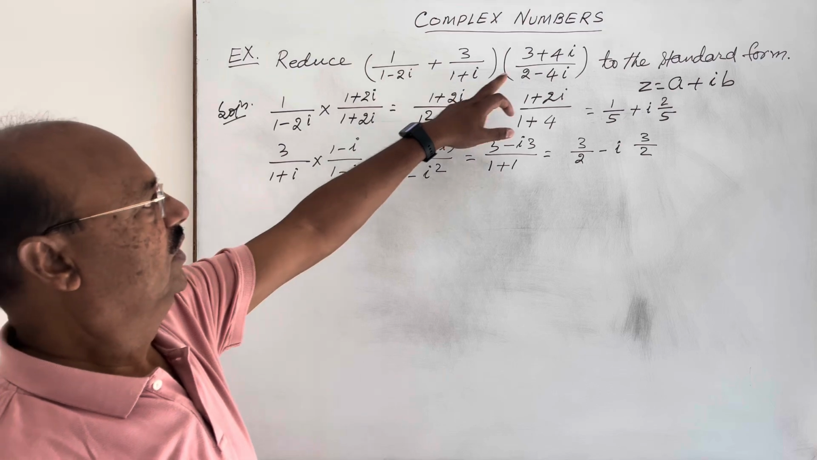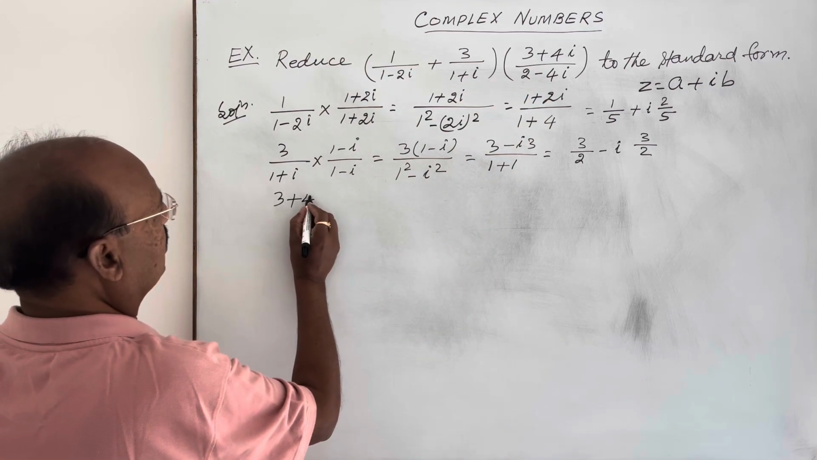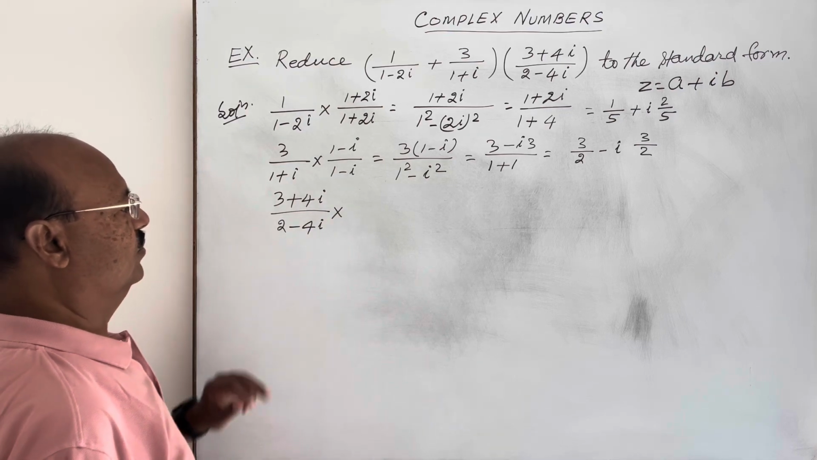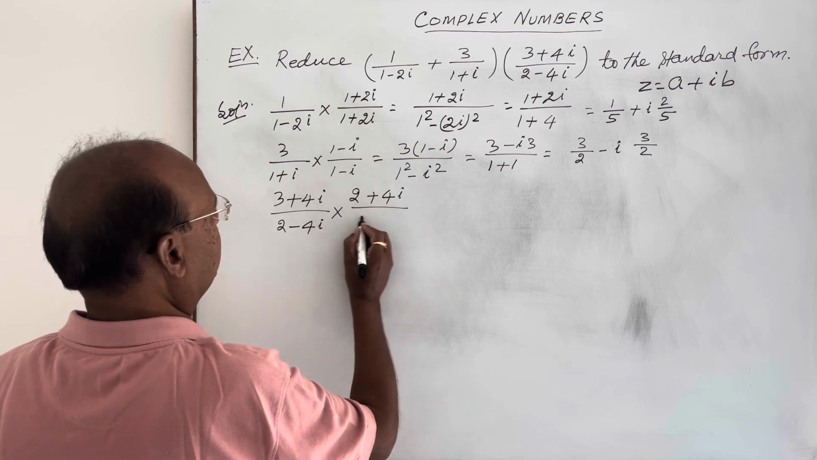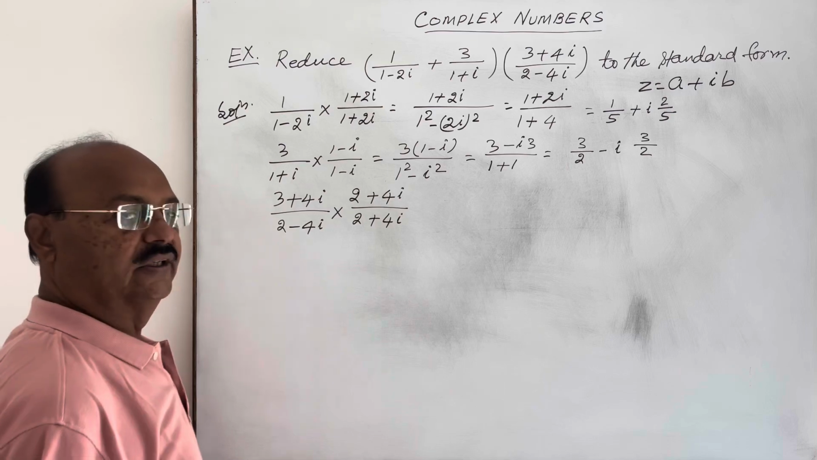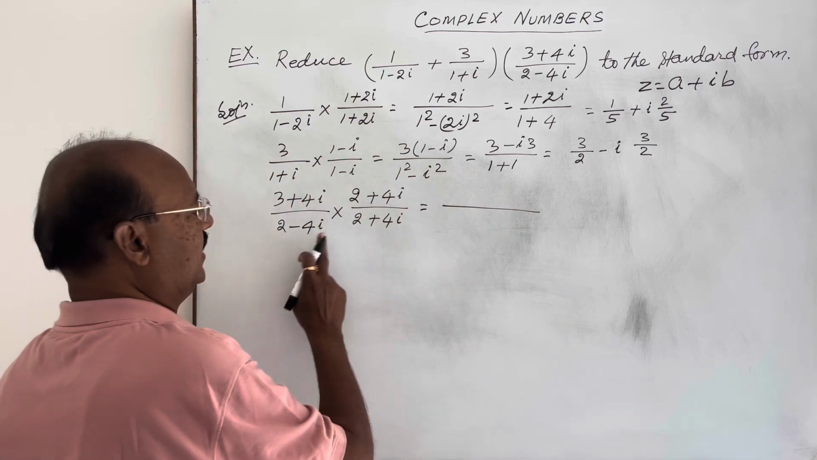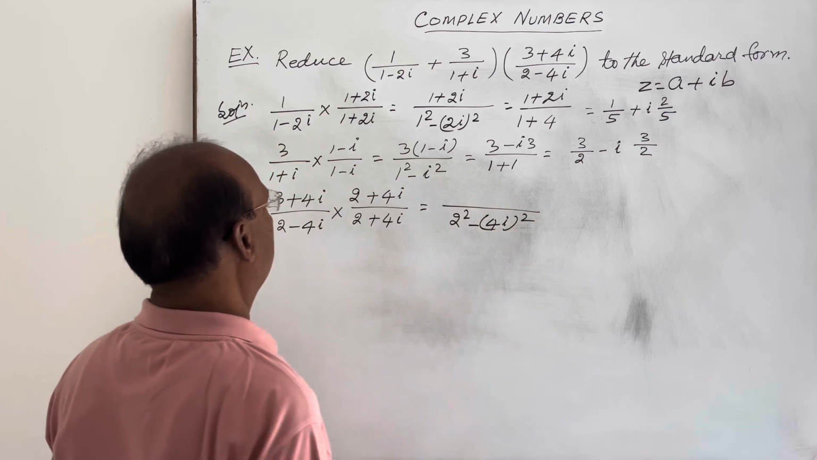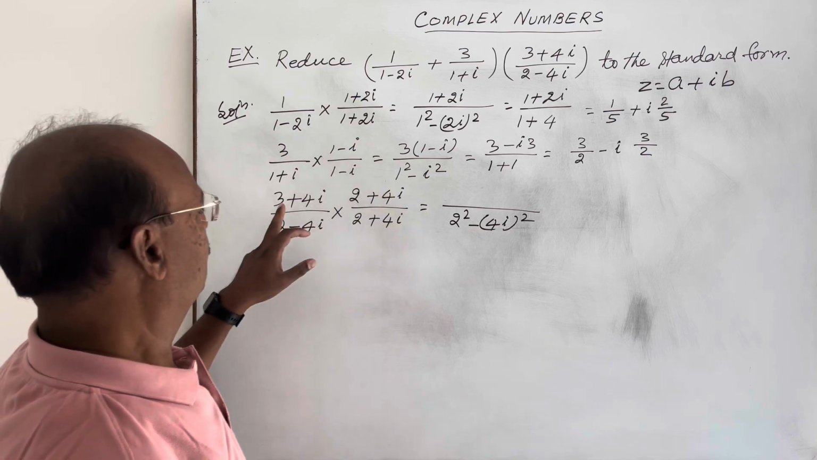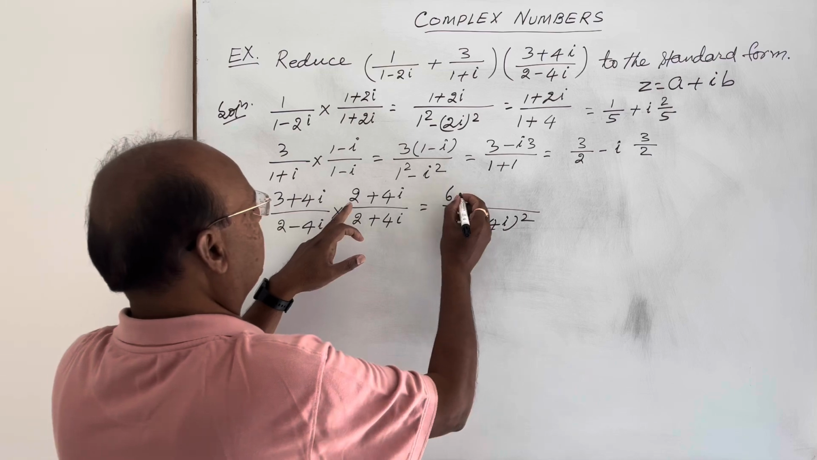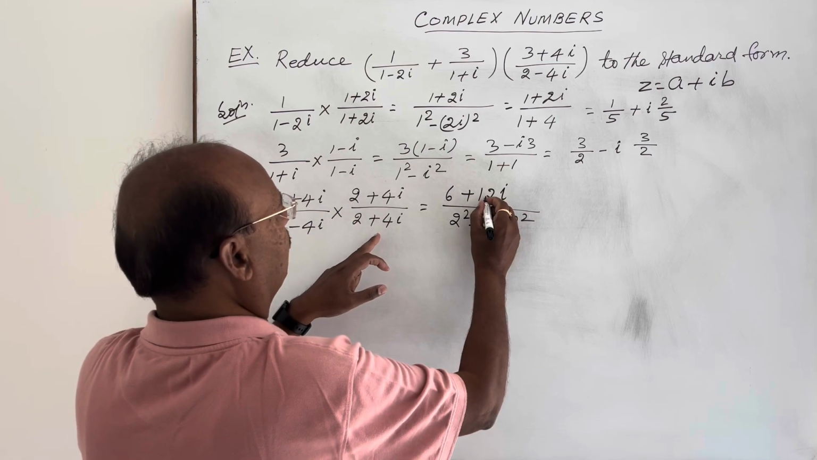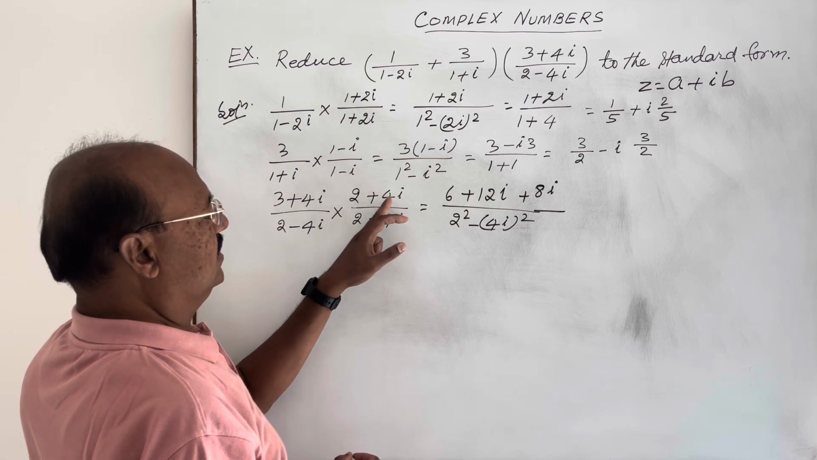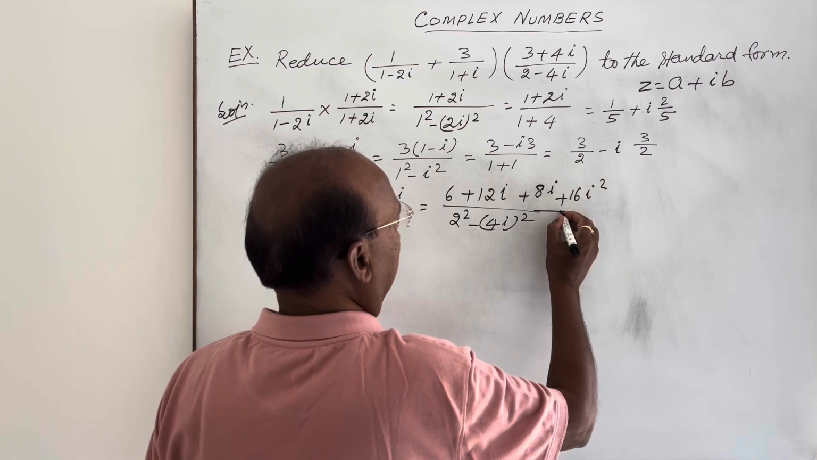This is the second term. Now this one, 3 plus 4i by 2 minus 4i. Multiplying numerator and denominator by the conjugate of this complex number, so 2 plus 4i, and in the denominator also 2 plus 4i. Correct? Again the denominator is in the form of a minus b into a plus b, a square minus b square. So 2 square minus 4i whole square. And in the numerator we have to multiply these two factors. So 3 into 2 plus 4i: 3 into 2 is 6, plus 3 into 4i is 12i, plus 4i into 2 is 8i, and 4i into 4i is 16i square.